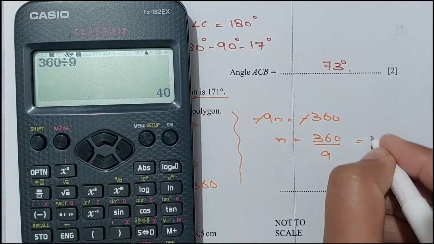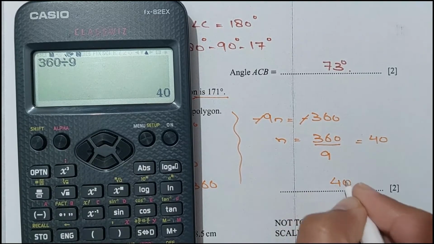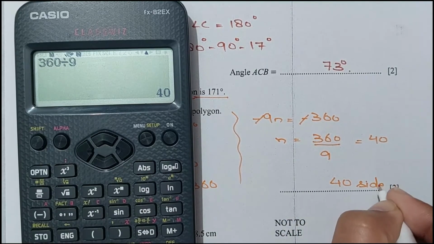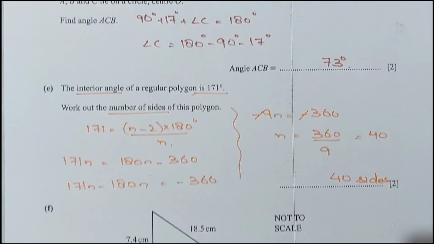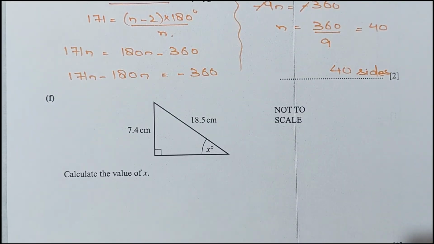This is equals to 40. So that polygon has 40 sides. Now for part F, calculate the value of x.